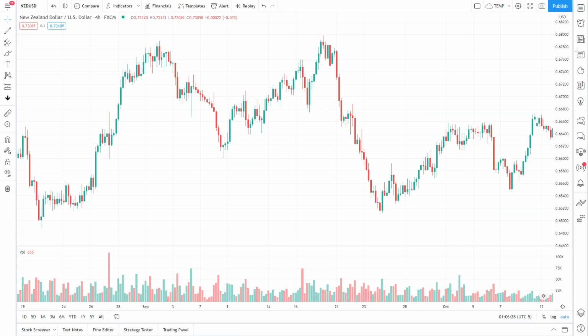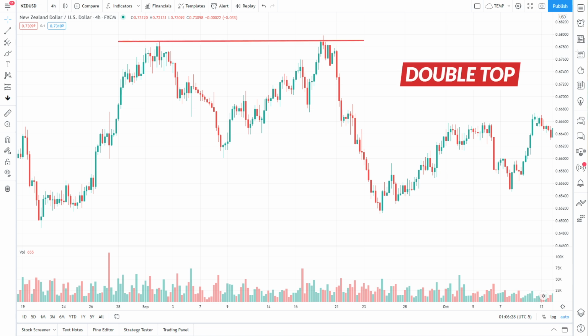The opposite of a double bottom pattern is called a double top. Double tops look like an M shape on the chart. Double tops signal that price was unable to break through a resistance level after 2 separate attempts, and the result is generally price moving lower. Double tops are a bearish chart pattern.